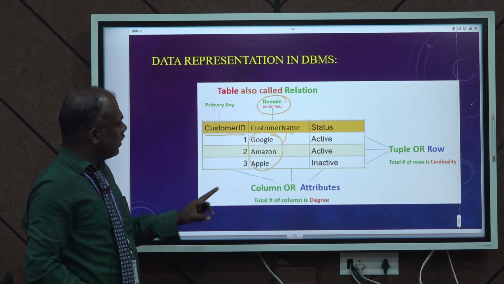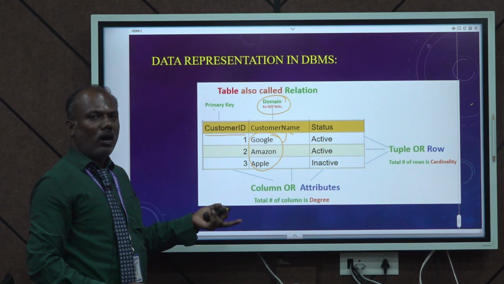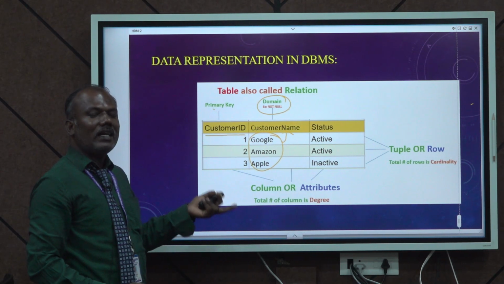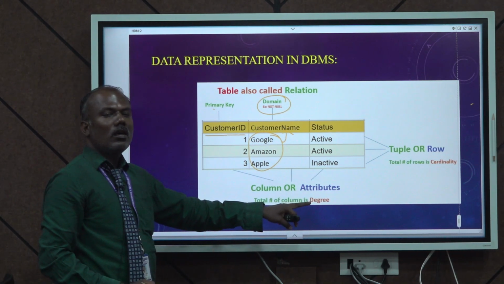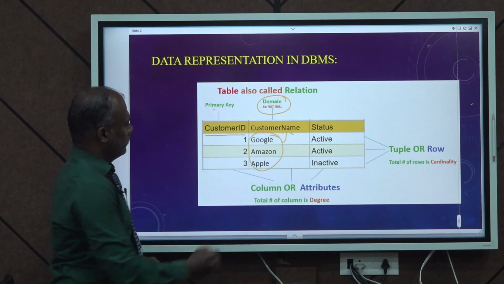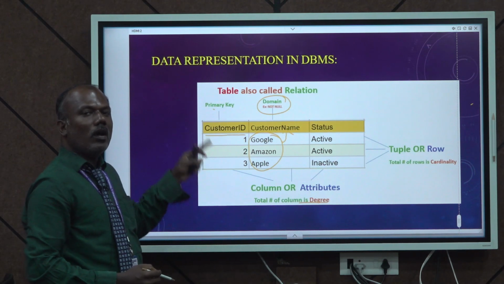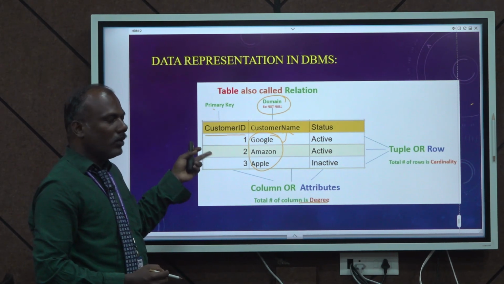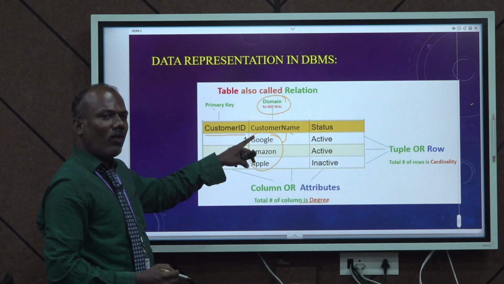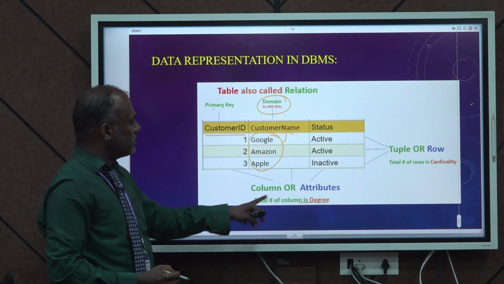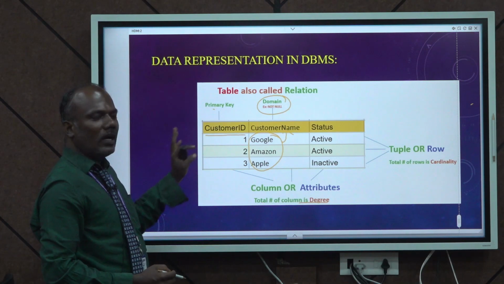The next one is degree. What is degree? Degree means total number of columns used in the table. So that is called degree. Row is called as tuple, column is called as attribute. Next one is domain. Domain represents the collection of values for the particular field, and degree means the total number of columns. Attributes we already know.